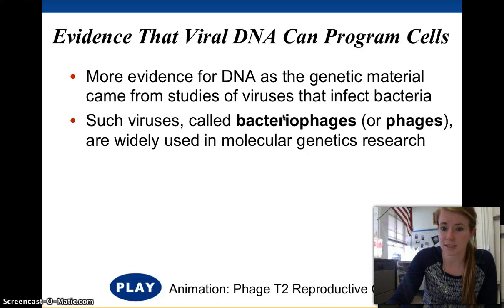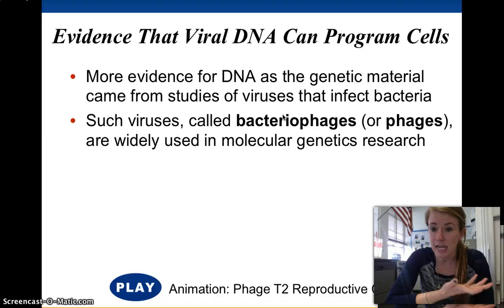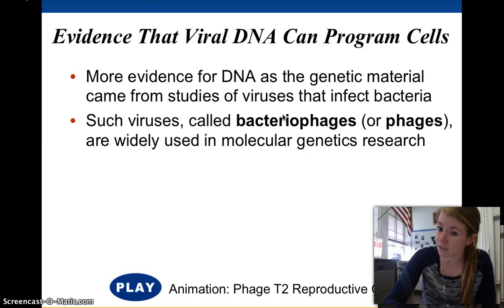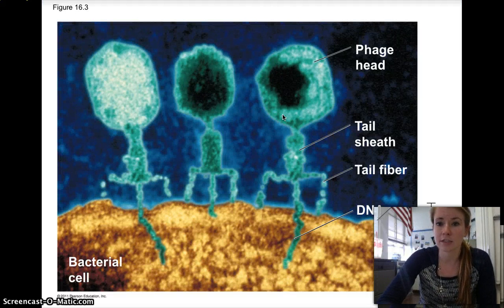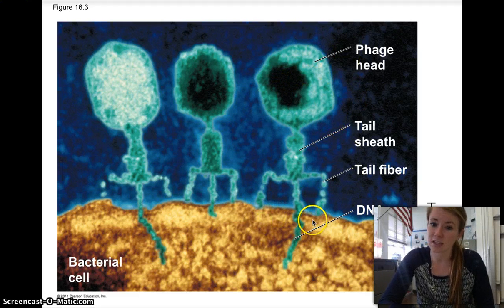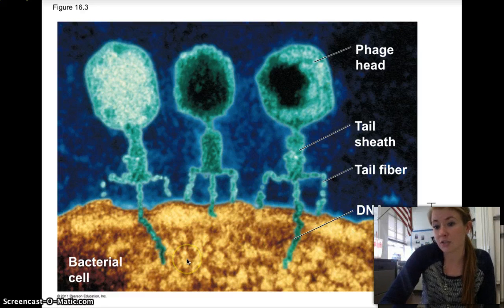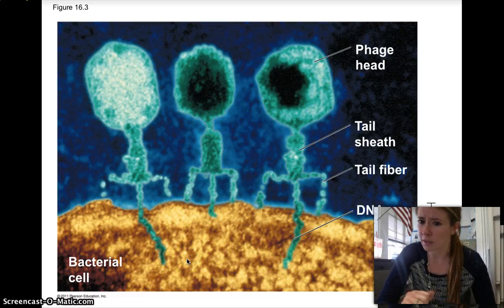Then there were studies using these things called bacteriophages. So a phage is a virus, and a bacteriophage is a virus that infects bacteria. There are viruses that infect our cells, like a cold or like HIV, and there are viruses that only infect bacteria, and that would be a bacteriophage. This is a picture of a bacteriophage infecting a bacterial cell. Basically, they are just made up of protein and DNA. They have this protein coat and these little legs that they attach to things with, and then they inject their DNA into a bacterial cell, but only a bacterial cell.